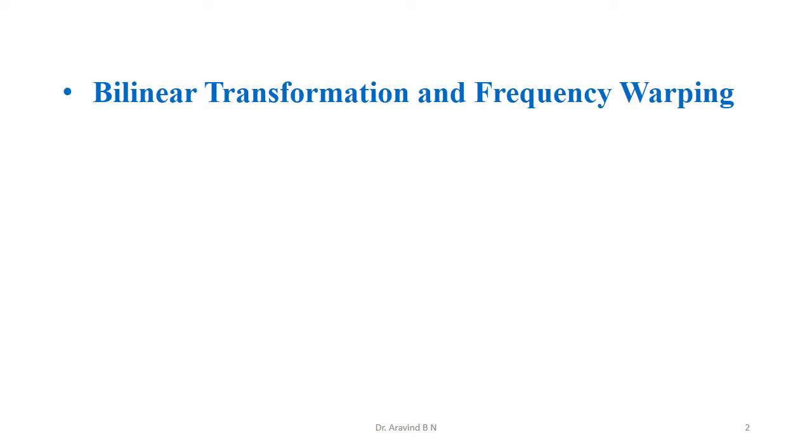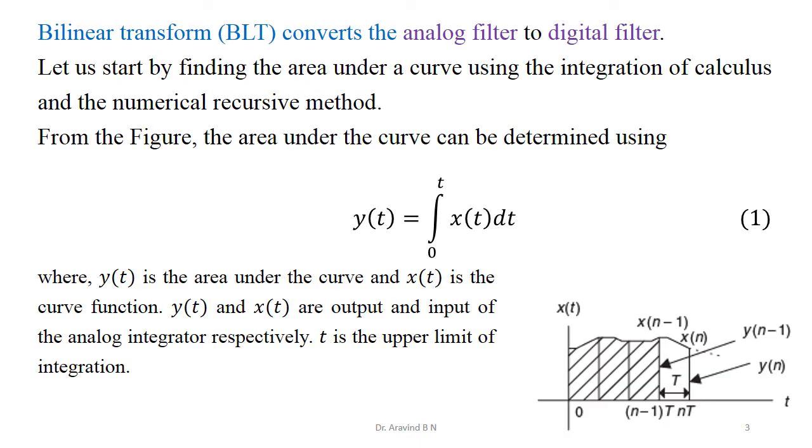In this lecture, we are going to study the bilinear transformation and the frequency warping. So let us go through the concept of bilinear transformation and how to apply it, and the related derivation first. The bilinear transformation converts the analog filter to the digital filter. We are going to identify what substitution we must make to the analog filter to obtain the digital filter in this derivation.